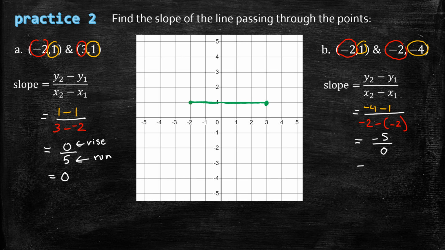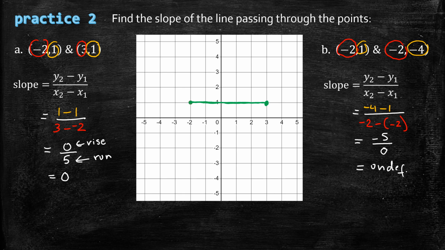So now the answer: any number divided by 0 is, in fact, if you try that on your calculator, you'd get an error. It's undefined. You can't divide by 0. You don't know how many times 0 goes into any given number. So let's see what that looks like.